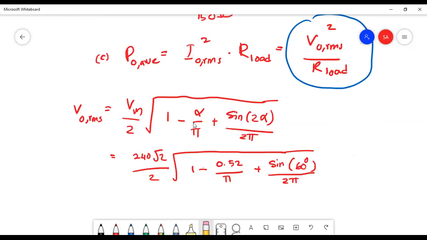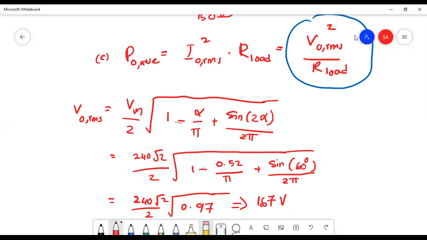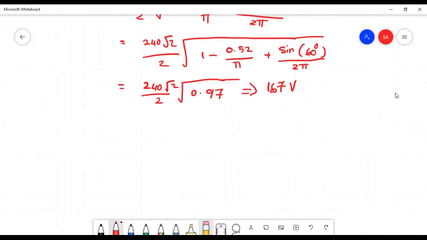And sine 2 alpha, so 60 degrees. By using the calculator and simplifying, I got 0.97. Then the square root of 0.97, multiplied by 240 volt, multiplied by square root 2 over 2. So I will have V out RMS of 167 volt.